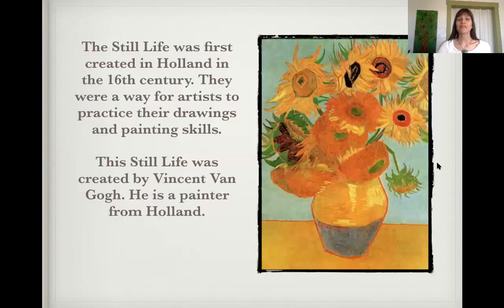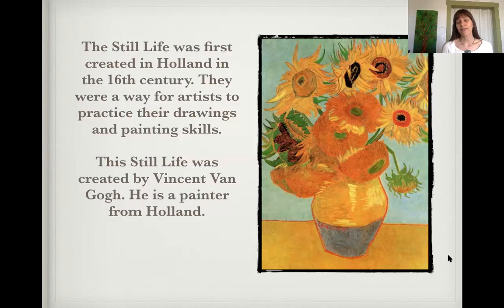The still life was first created in Holland in the 16th century. They were a way for artists to practice their drawing and painting skills. This still life was created by Vincent van Gogh. He is a painter from Holland. You'll notice in this one we have great big sunflowers in a vase and on a table.